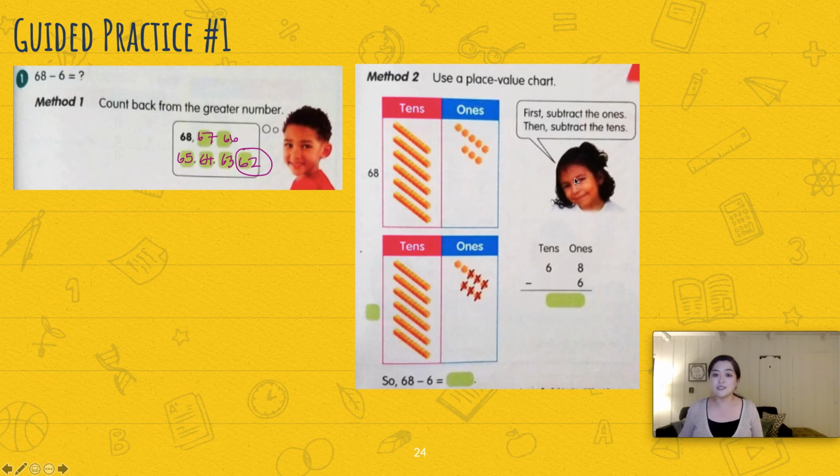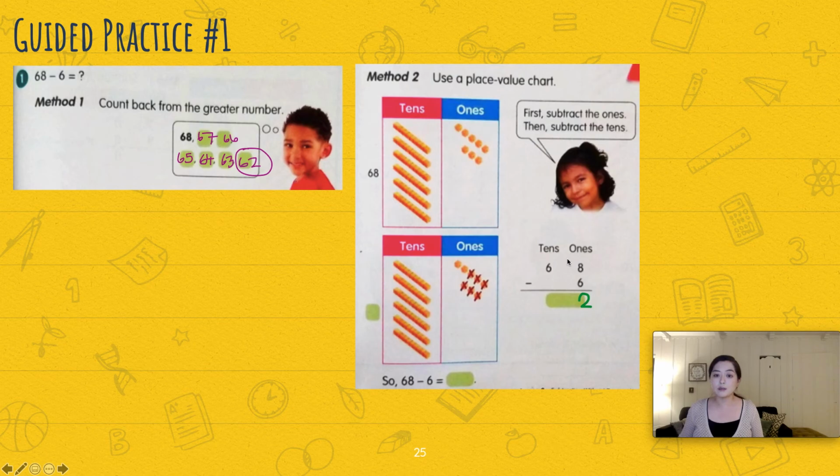This student is giving us a hint. She says we have to first subtract the ones, then subtract the tens. So I'm subtracting the ones. 8 take away 6 is 2. And now I have to subtract the tens. 6 take away 0 is 6.